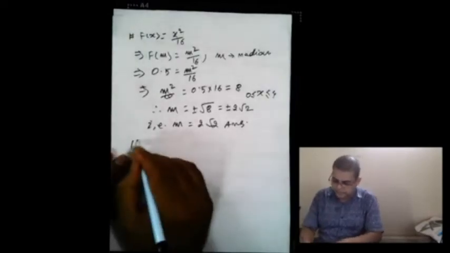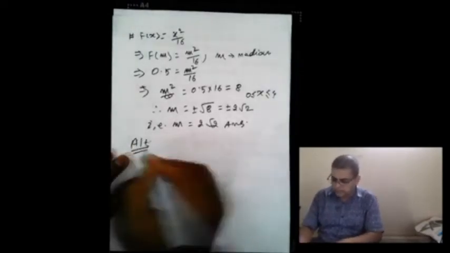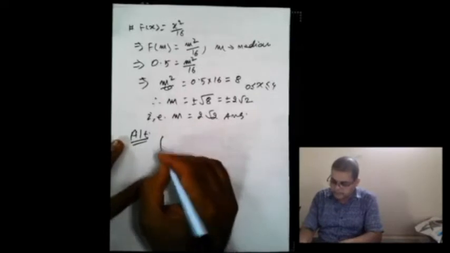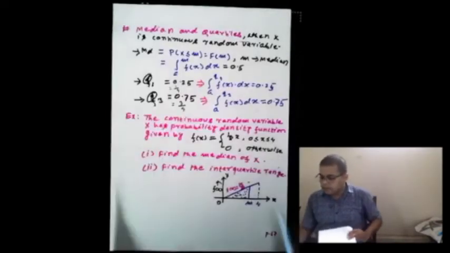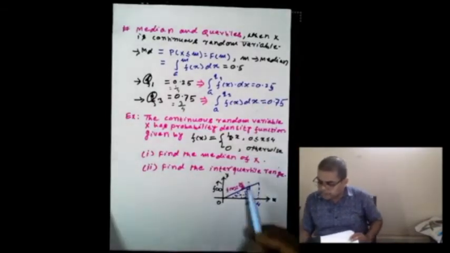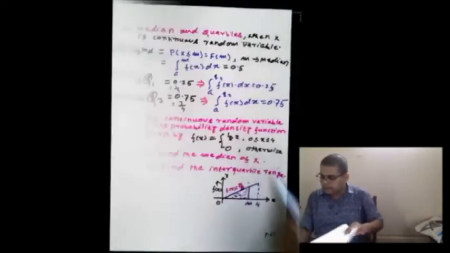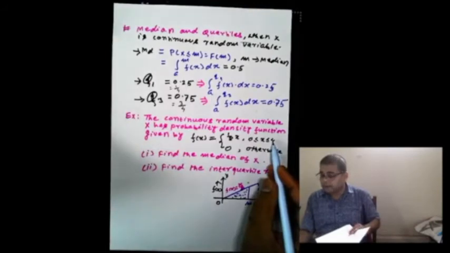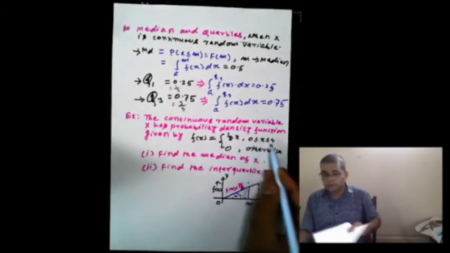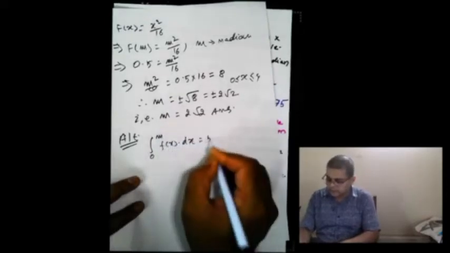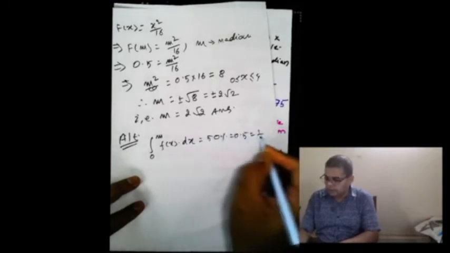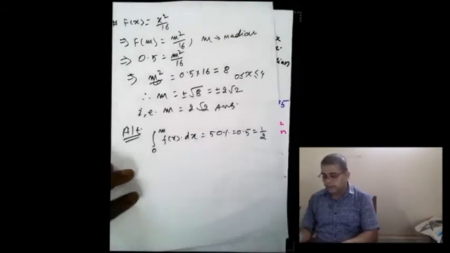Actually, in an alternative way, you can write that integration from the lower limit, which is given as 0, and then it will go to the highest value, which is 4. But we don't need the highest value, we need the value in the middle of 0 and 4. So we write here m, and then the integral of f(x) dx is 50% or 0.5 or 1 by 2, as you like.